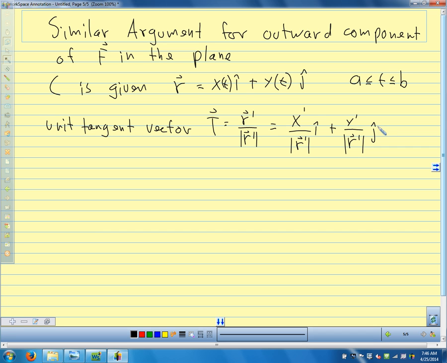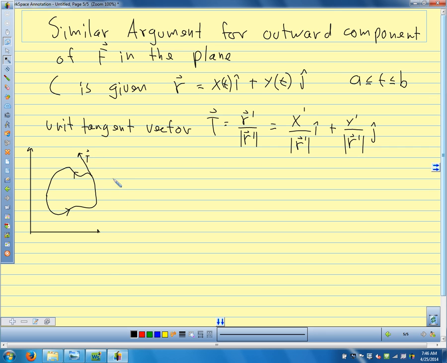So what we're talking about, let me draw a little picture here so we have a visual of what we're talking about. So we're in the plane. We have our curve C, some curve here. And we're traveling in the positive orientation, so we're traveling counterclockwise around the curve. At some point here, we have a unit tangent vector. So there's my unit tangent vector.